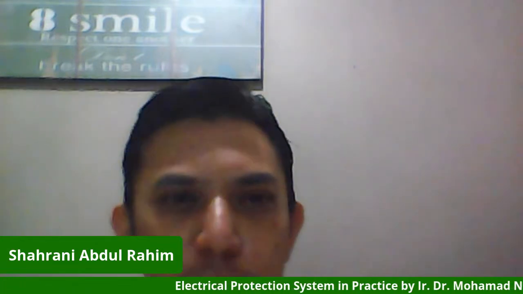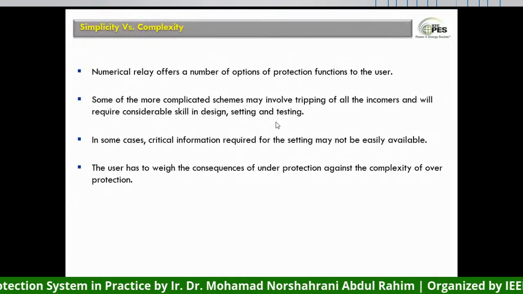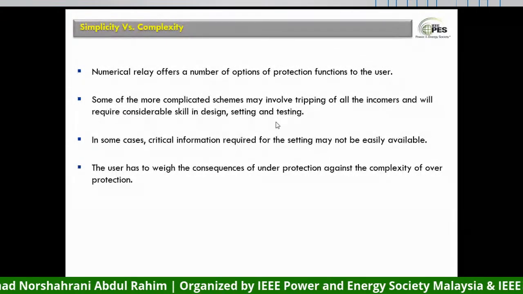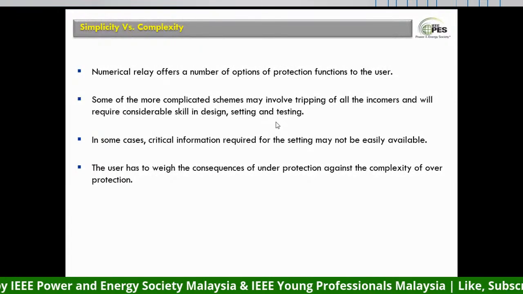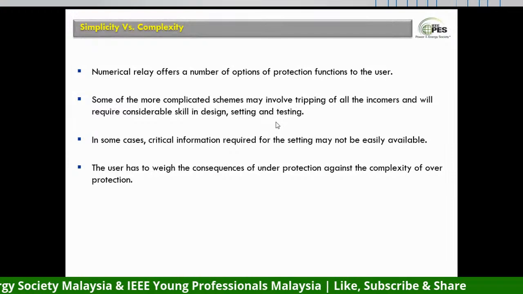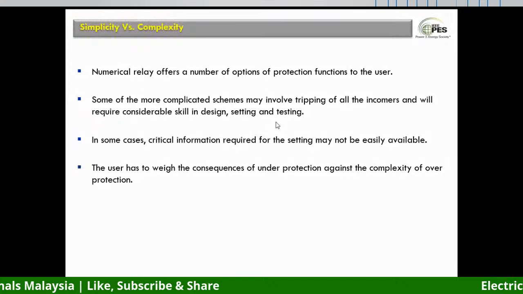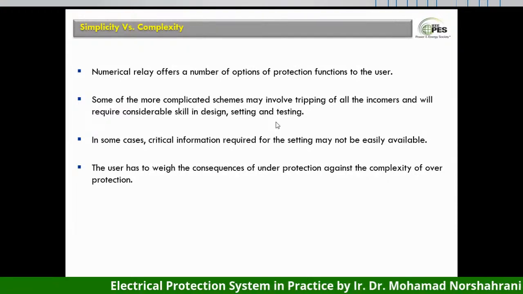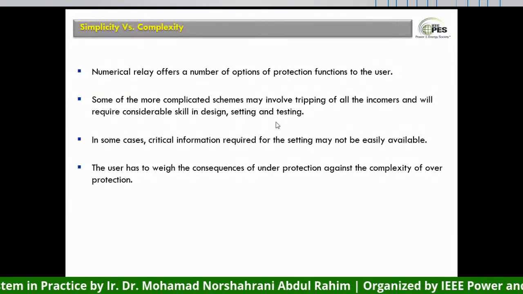For example, if you are maintaining the Prime Minister's office, it is a very sensitive area, so you might want to prevent even one tripping from happening. So we will install more protection to avoid it. But for schools, for example, if there is a tripping, we can just stop the class or let the students go back home. So we need to consider the importance of the premises that we are protecting.